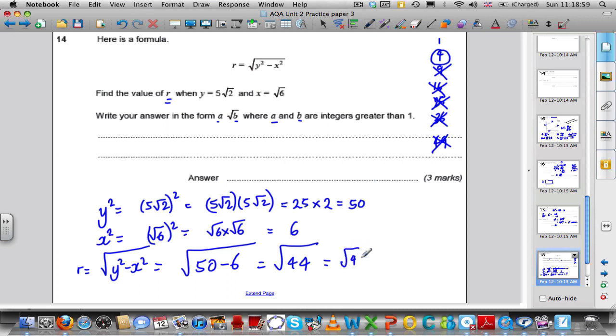So you write that as the square root of 4 times the square root of 11, which is 2 root 11, because the square root of 4 is 2. Hence, your answer is 2 root 11, a is 2, b is 11. Both are integers.